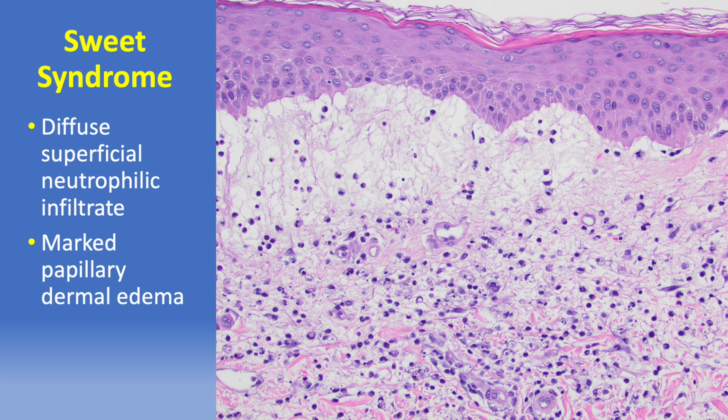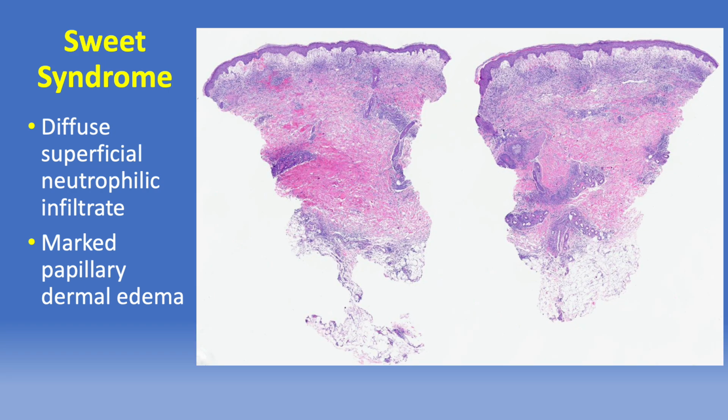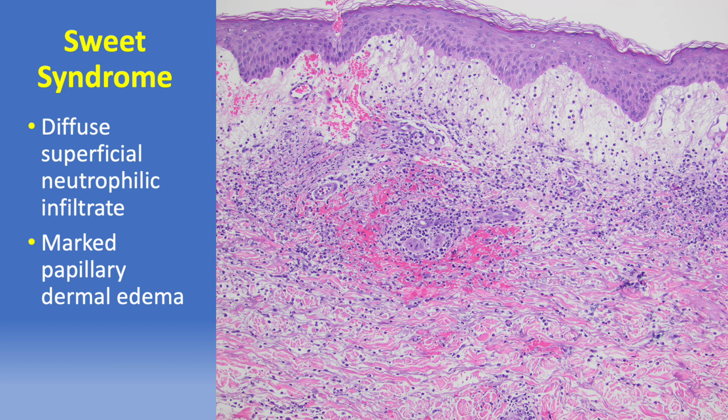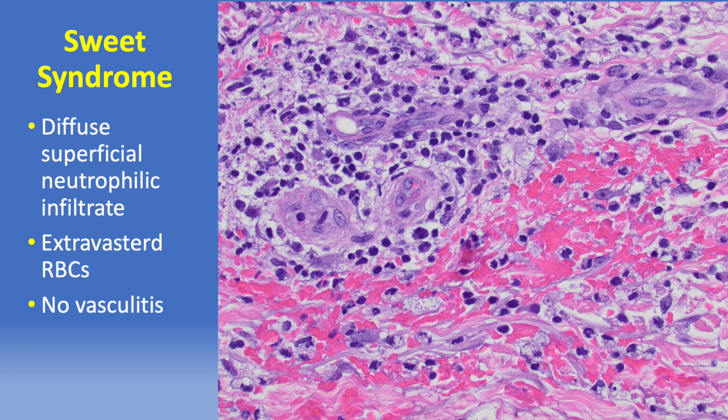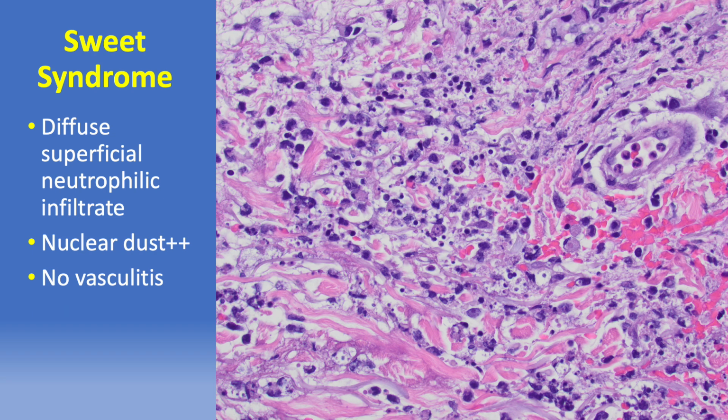And a second example with marked papillary dermal edema, but again extension into the deep dermis and subcutis, but with the balance of the infiltrate in the upper dermis. With numerous red blood cells surrounding blood vessels, in conjunction with neutrophils and nuclear dust, but no vasculitis.